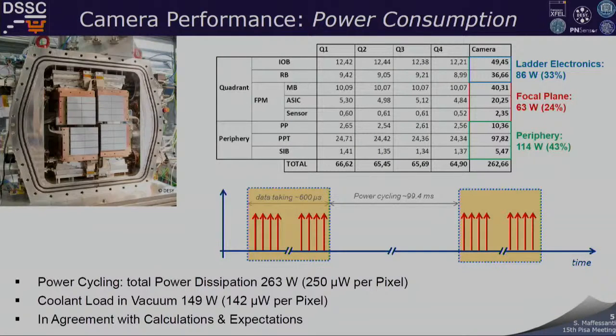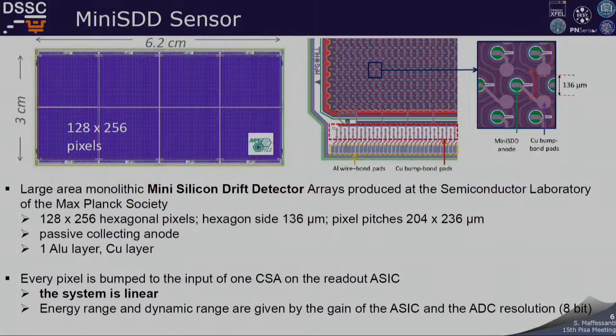So the camera uses very low power, so the total power dissipation is only 263 watts. This is possible thanks to the so-called power cycling. So we switch on all the ASIC powers only during the data taking, and we switch off the unneeded powers during the data readout, so that we can achieve a coolant load in vacuum of 150 watts, which is 142 microwatts per pixel. And this is in agreement with our expectation and the simulations.